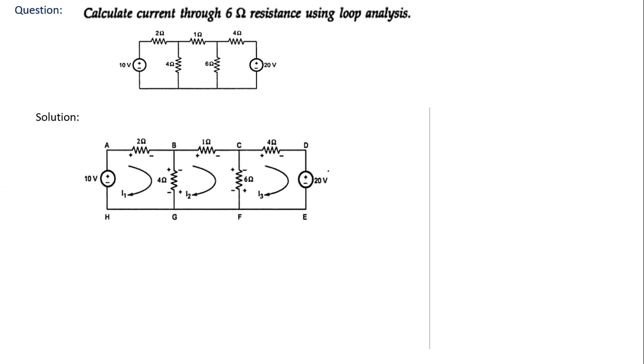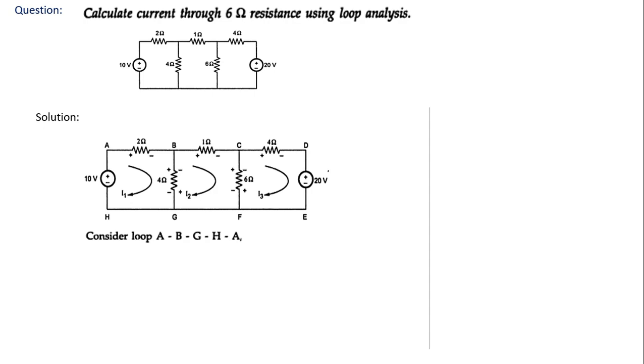Based on the previous steps, first we indicate the terminals, then we indicate the loop currents, and third we indicate the polarities for the resistors. After following all these instructions, we have to write Kirchhoff's voltage law. All of you know well about Kirchhoff's voltage law.